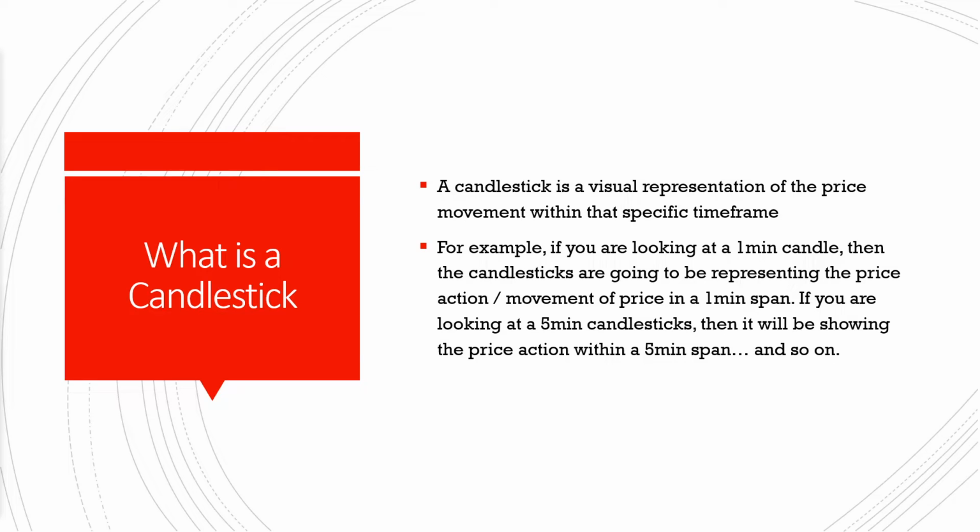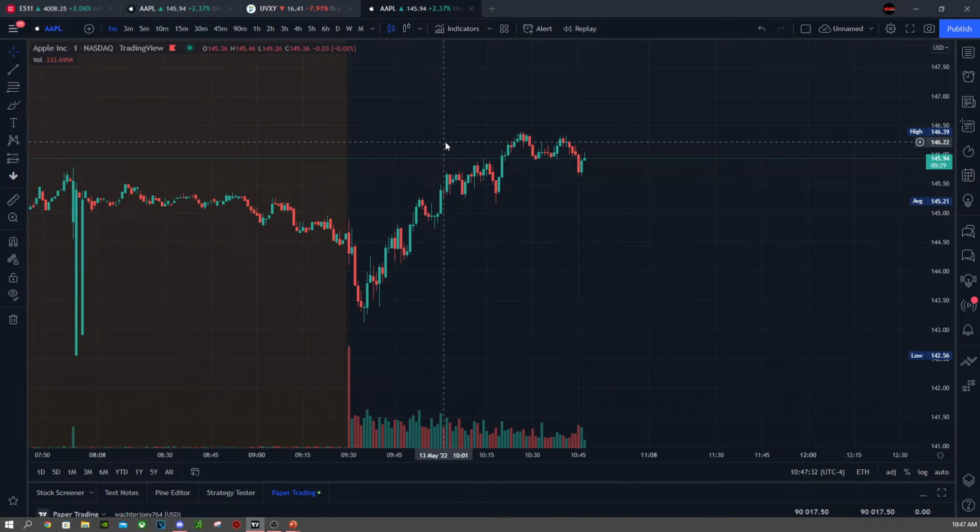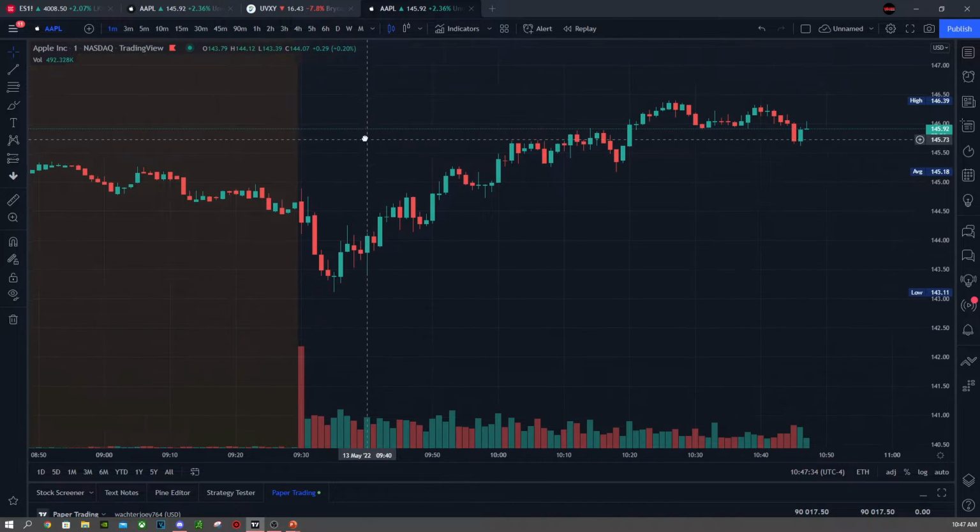So what is a candlestick? A candlestick is a visual representation of the price movement within that specific time. So if you're looking at a 1 minute candle, the candlestick is going to be representing the price action, or the movement in price, in that 1 minute span. If you're looking at a 5 minute candlestick, that represents the up or down price action within that 5 minute candle. So let's show you an example. Right, so here is just a chart of Apple.